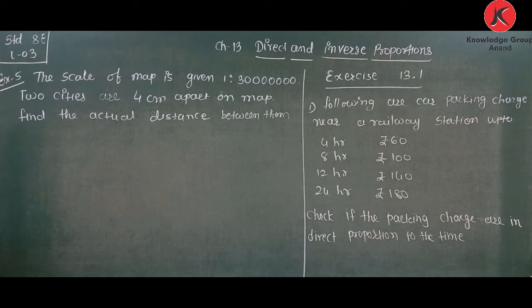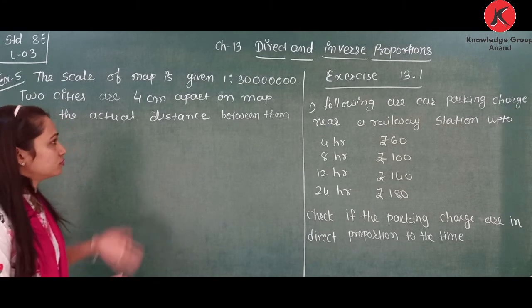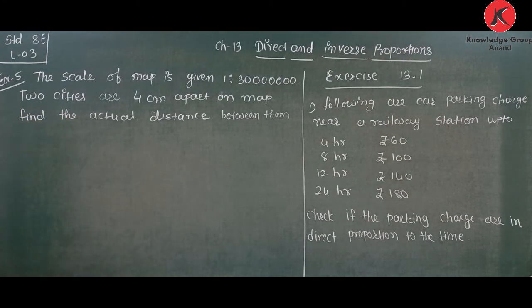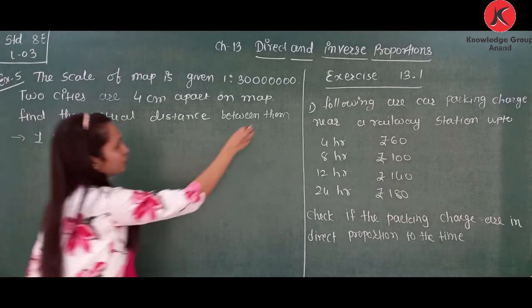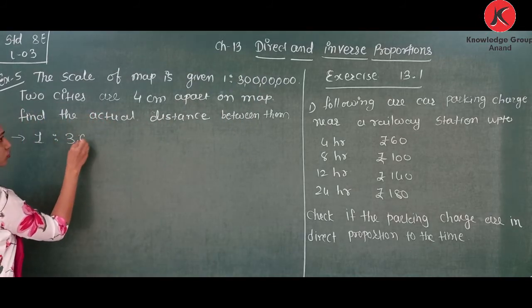Now we will start example 5, which is also given in your textbook. In example 5, the scale of a map is given. So this is the scale. Two cities are 4 centimeters apart on a map. Find the actual distance between them. So the ratio is given, 1:2, and it is 3 crore.